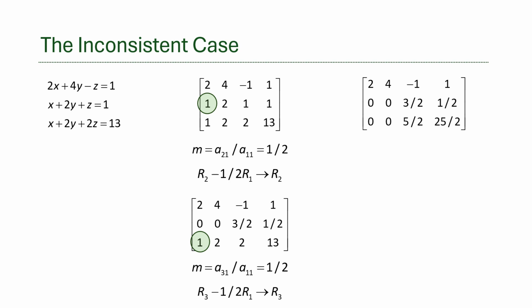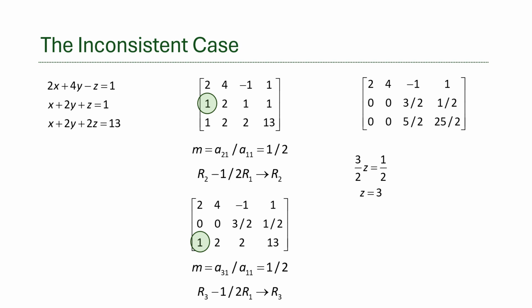I do not have a pivot available in that second row. And that's telling me this is going to be the inconsistent case where there are no solutions. To see this, try to do the backward substitution step. If I take the middle row, convert it back to an equation, I get 3/2 z equals 1/2. Solve that, we get z equals 3.